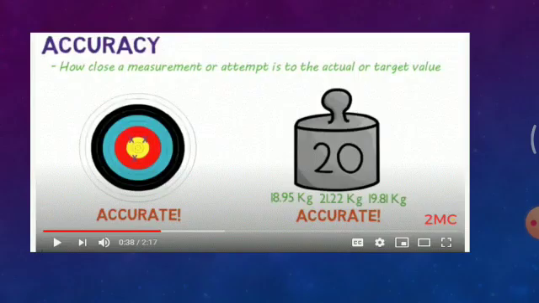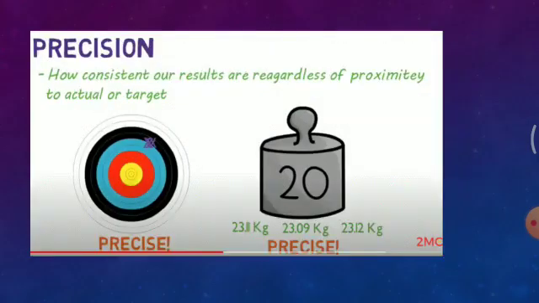Now let us take another example. This is a 20 kilogram dumbbell, and whenever you measure it you get 18.95 kg, 21.22 kg and 19.81 kg. That means you didn't get the same value three times, but they are very near to the actual value. This kind of measurement is called accuracy.